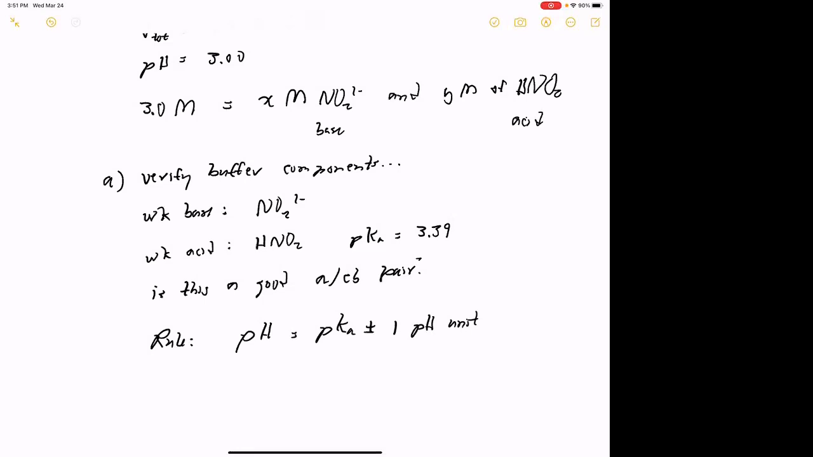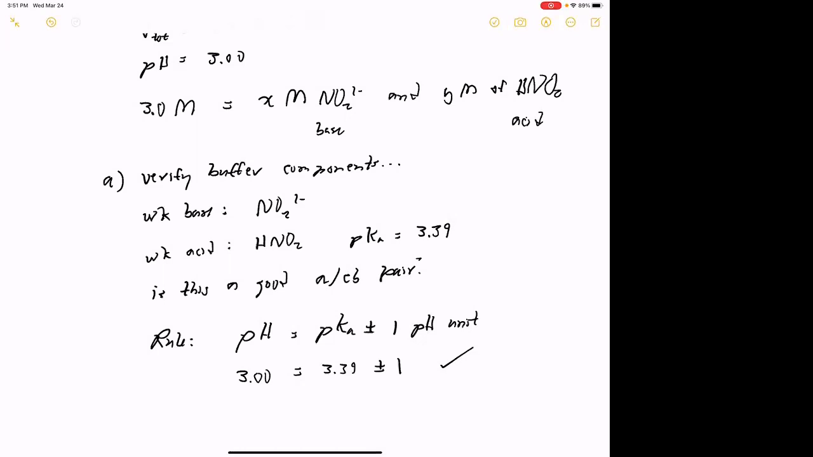So what did I say my target pH was? It was 3.00, wasn't it? So that's equal to my pKa, which is what, 3.39? And that has to be plus or minus 1, right? So is my 3.39 within plus or minus 1 of 3? Yeah, it's good. All right. So that means I've got a good conjugate acid base pair.